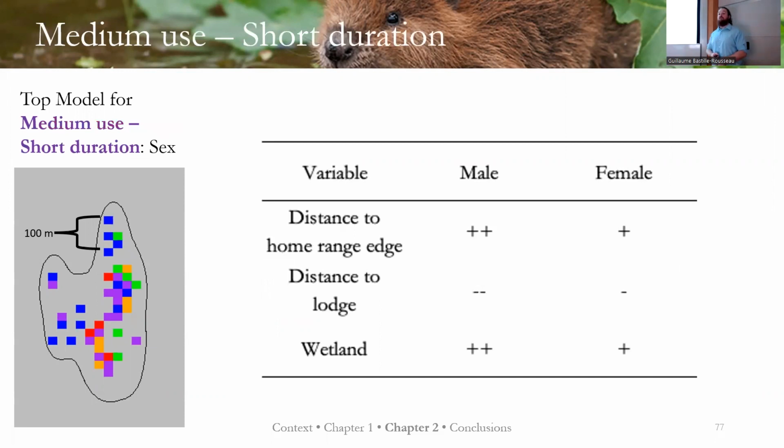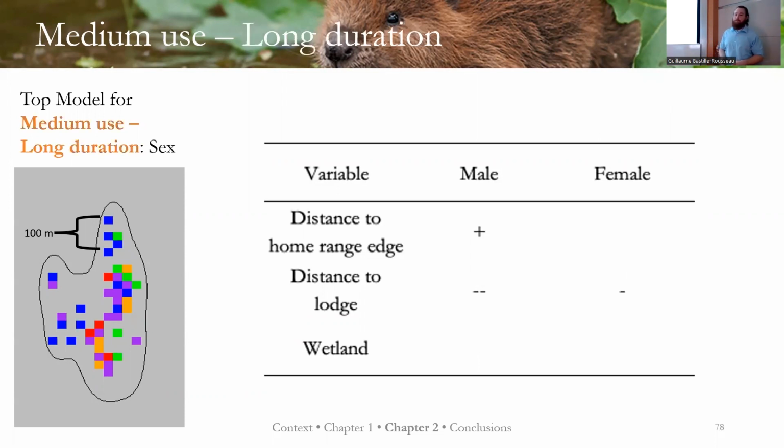The top model for our medium use short duration cluster was an interaction between sex and our environmental covariates. And you can see that for males, this was more likely to occur away from home range edges, close to the lodge, and it was positively associated with wetland. And it was a similar response for females, though less intense.